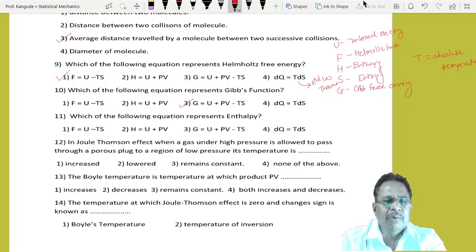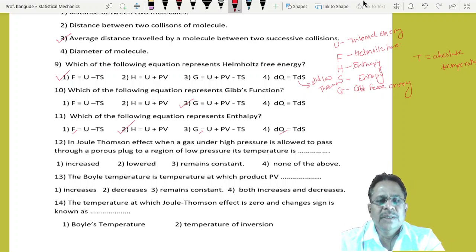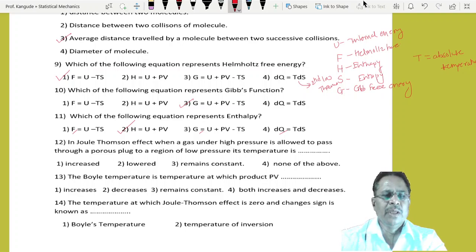Then question number 11: which of the following equations represents enthalpy? As I said, this is Helmholtz free energy, this is the Gibbs free energy, and this is the second law of thermodynamics. So the correct answer remaining is H is equal to U plus PV, that represents the enthalpy of a thermodynamic system.